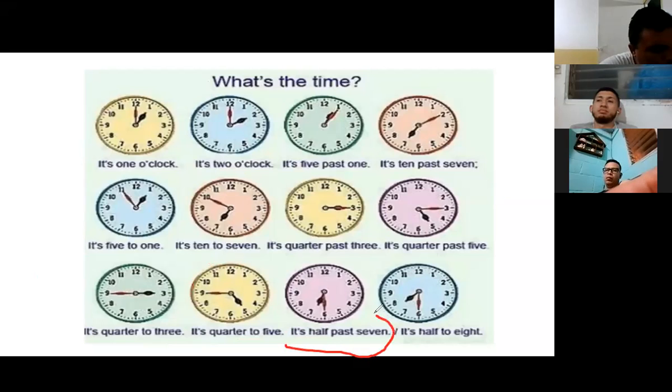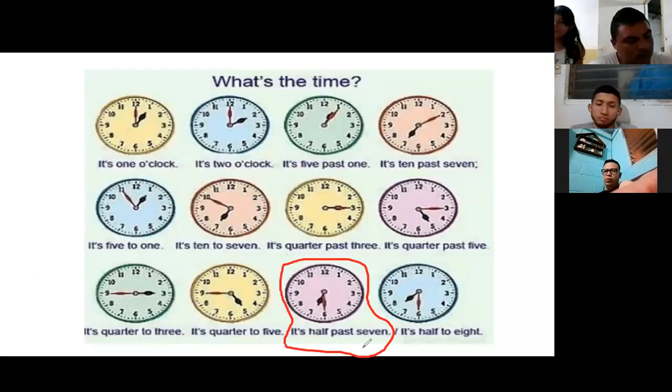It's half past seven. It's half past seven. 7:30. 7:30 or 7? On half. A half, 7 half. Half. It's 7:30 or 7:30. Muy bien. 7:30 or 7:30.